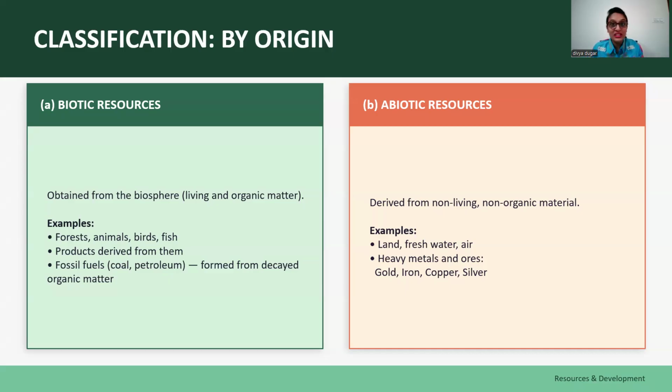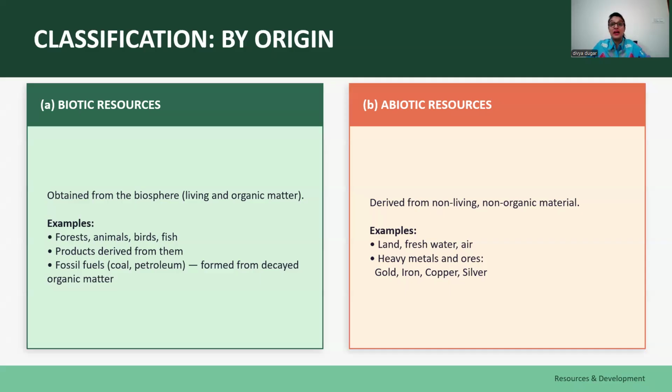First is biotic resources. Biotic means living things. All things which are living, obtained from the biosphere, all the living matter, are biotic resources, like animals, birds, fish, human beings, forests, all have some life in them. Many times I have heard my students getting confused about which category fossil fuel falls in. Always remember, fossil fuels are part of biotic resources.